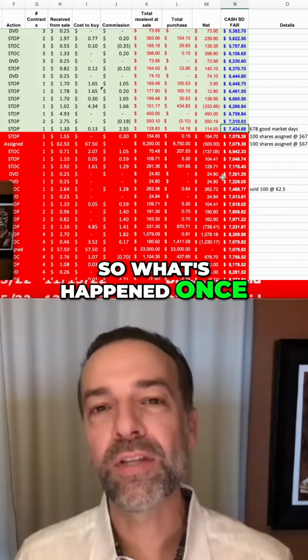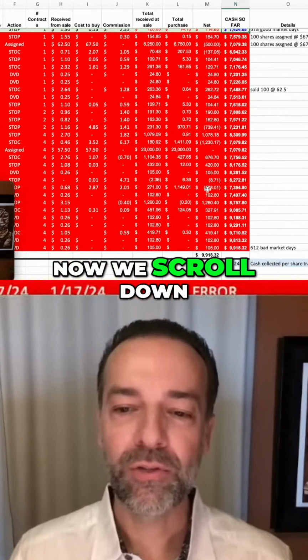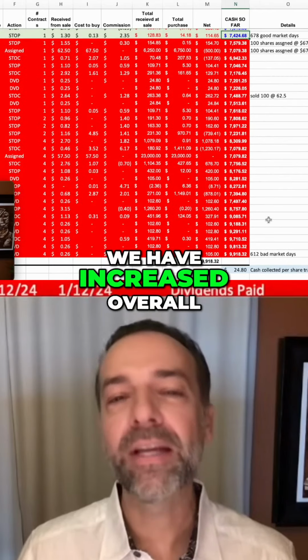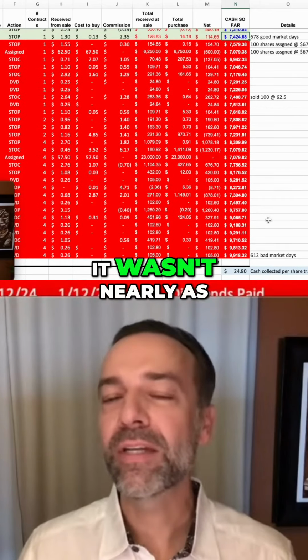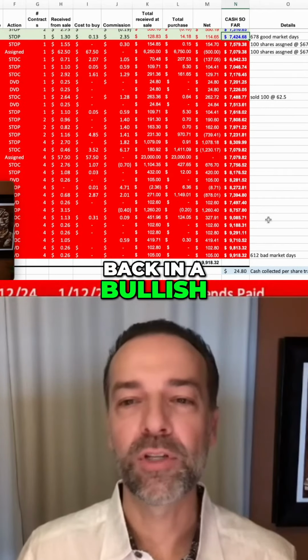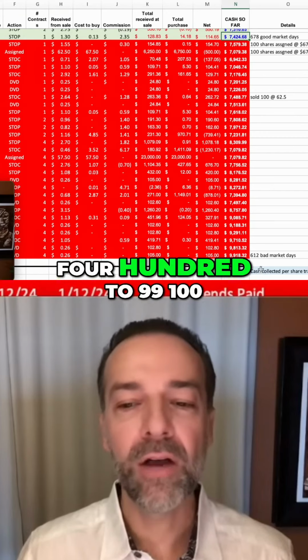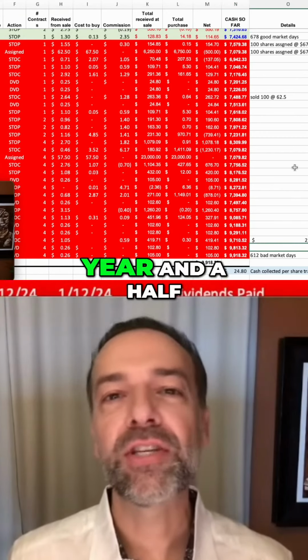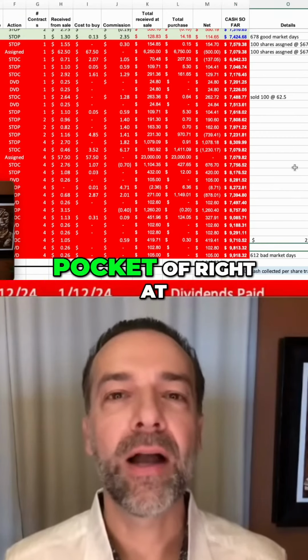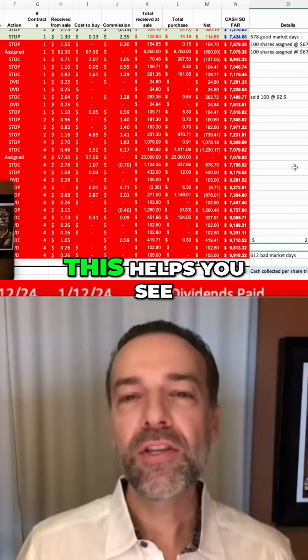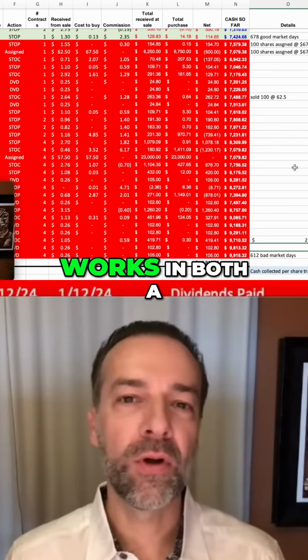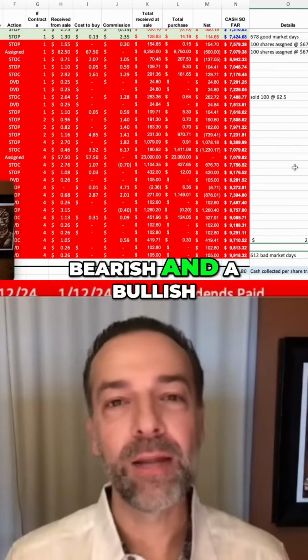So what's happened once it switched over to a bearish market? Well, now we scroll down to the bottom, we see that although we have increased overall cash flow, it wasn't nearly as good as it was back in a bullish market. Notice our cash flow went from $7,400 to $9,900. So over the past year and a half or so, we put a net in our pocket of right at $2,500. This helps you see how the optimal strategy works in both a bearish and a bullish time frame.